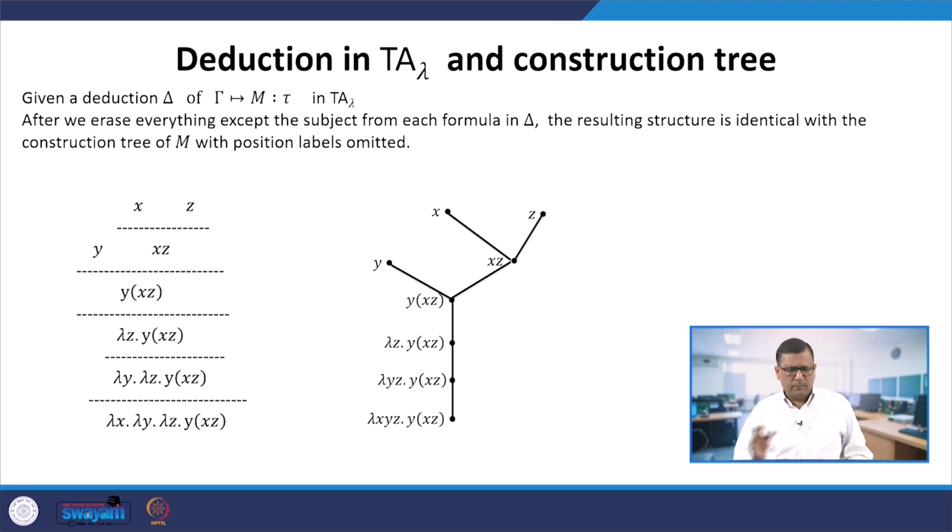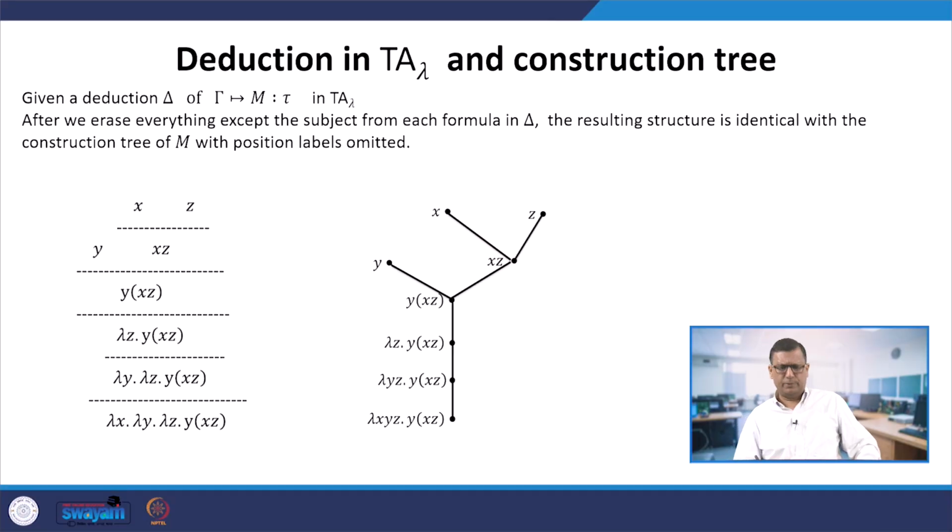So now that we have got an informal understanding about the two structures, the construction tree of a term m, and the structure of a deduction of m, that is the formula 'in the context gamma, m has type tau' in T lambda, these two structures are the same. Now let us see the meanings of position levels.